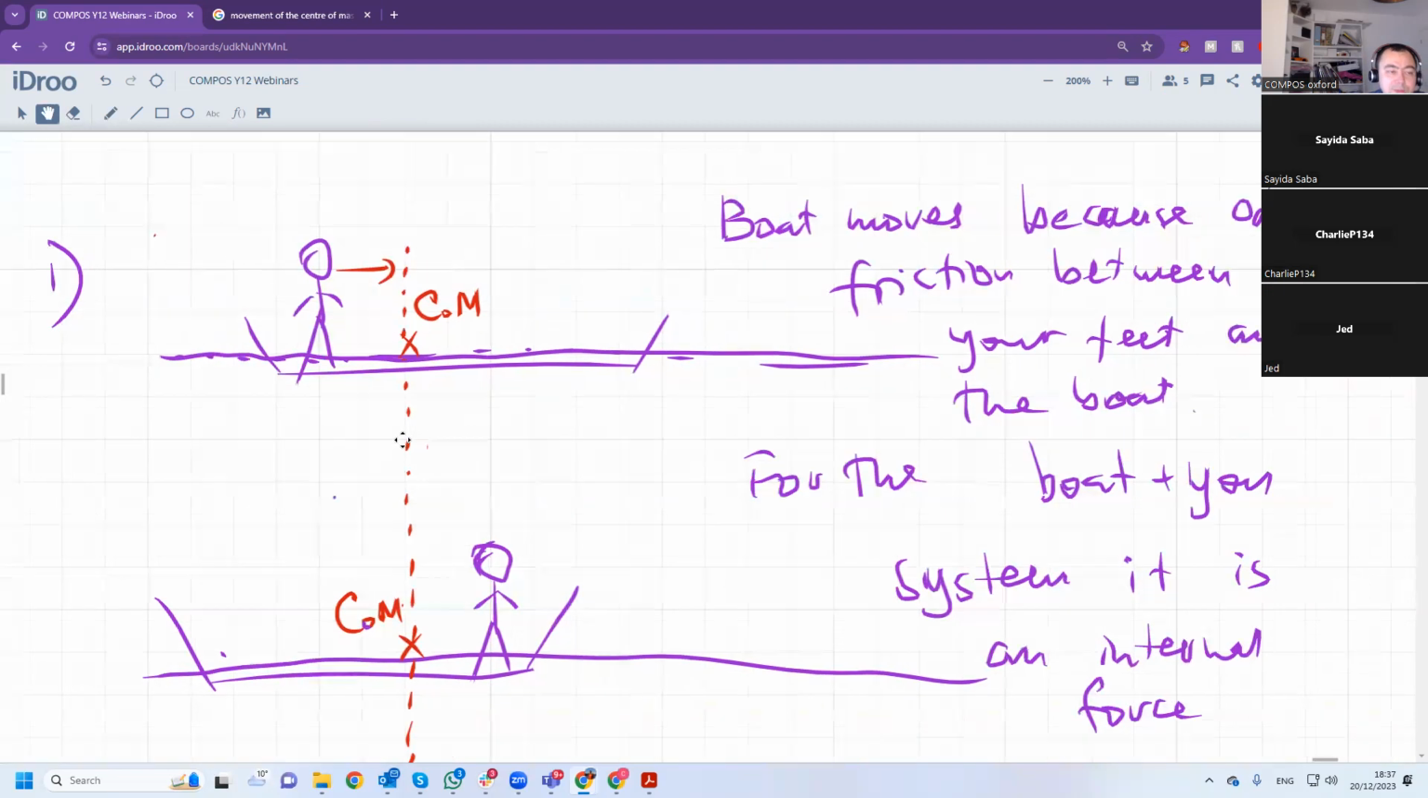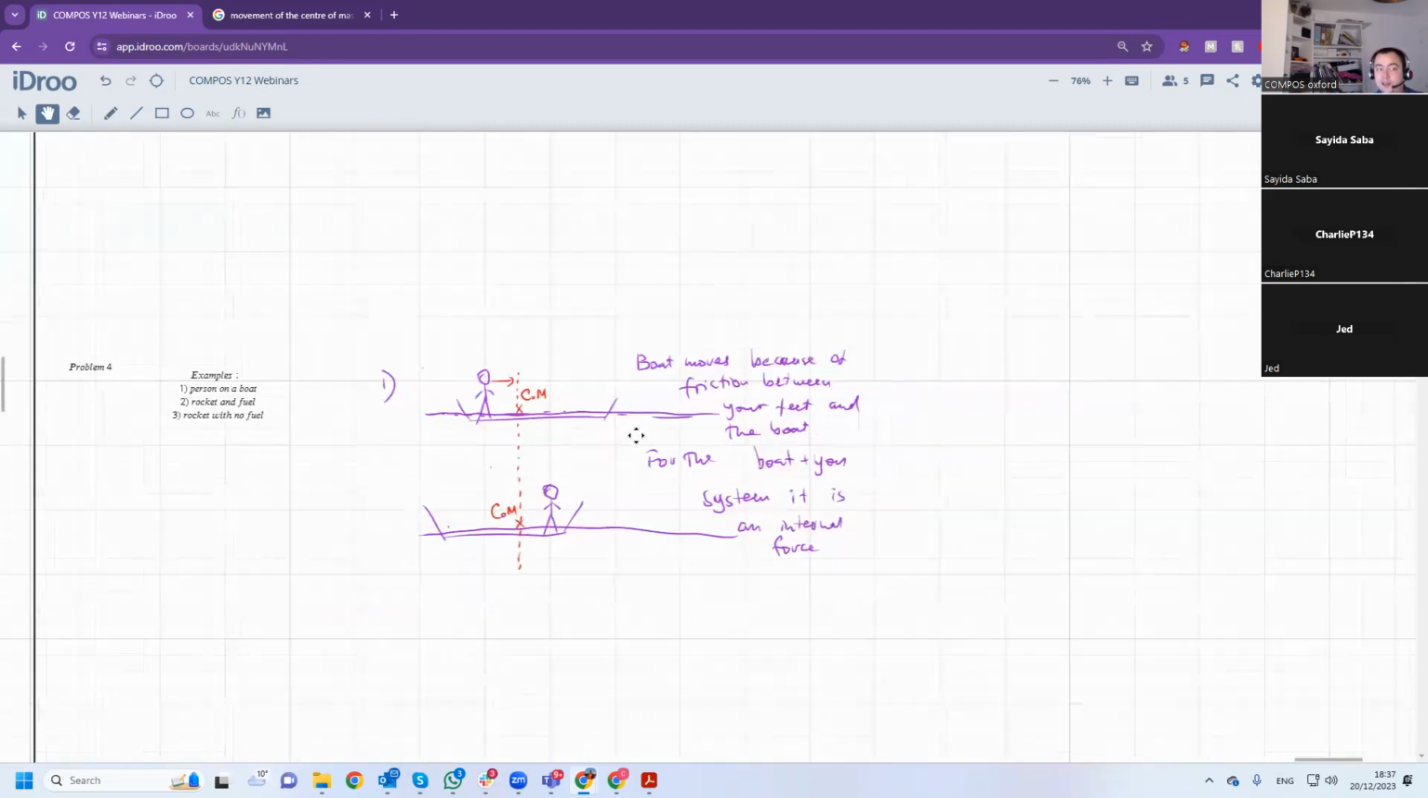So to move, you need either a sail. In this way, the wind, the air pressure, is the external force. Or you need a propeller. In this case, the water pressure on the propeller that pushes the boat forward is your external force. But with no external forces, you cannot make the center of mass change position.